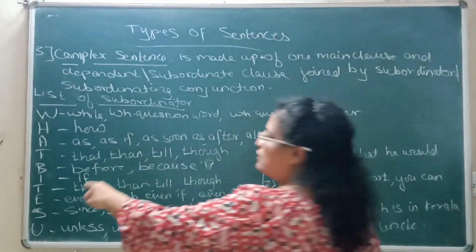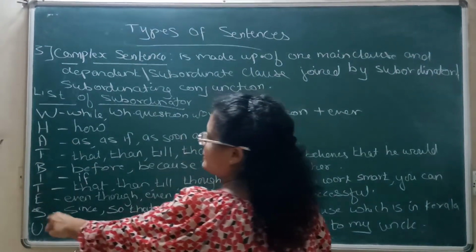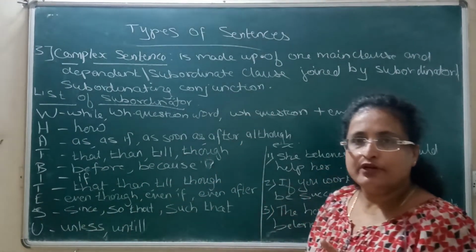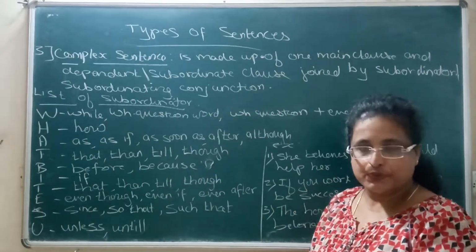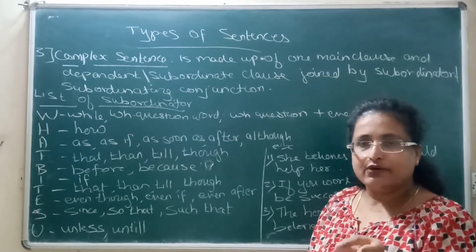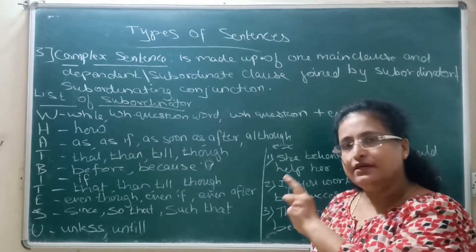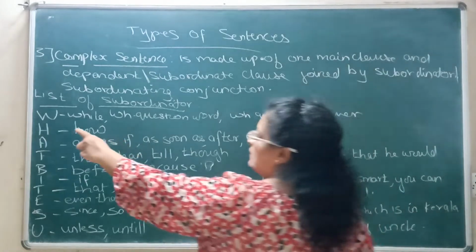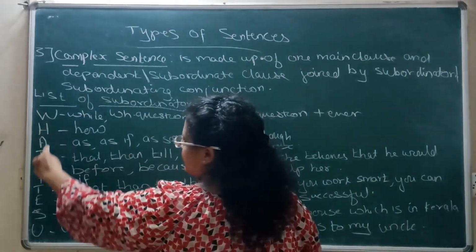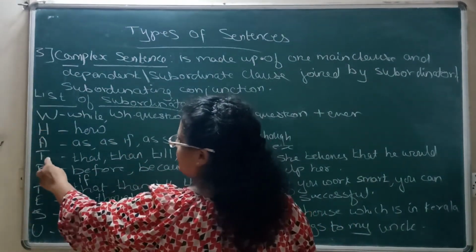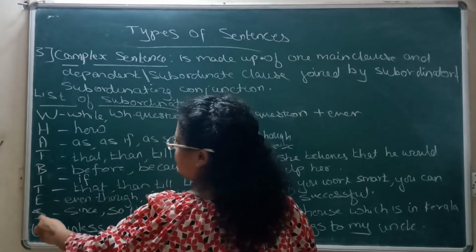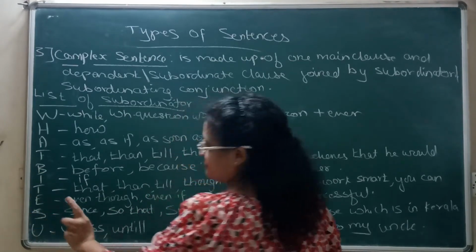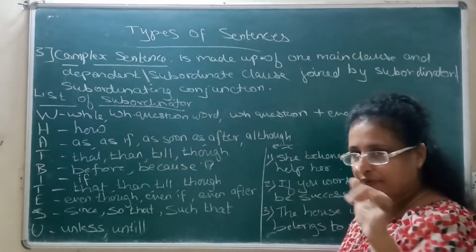So what you have to remember is: WHAT BITES U. See, what is the acronym? WHAT BITES U, in which each letter has the subordinators. See, this is the way I have put it. W-H-A-T, what? B-I-T-E-S, bites. U, I have used the alphabet U, not Y-O-U.